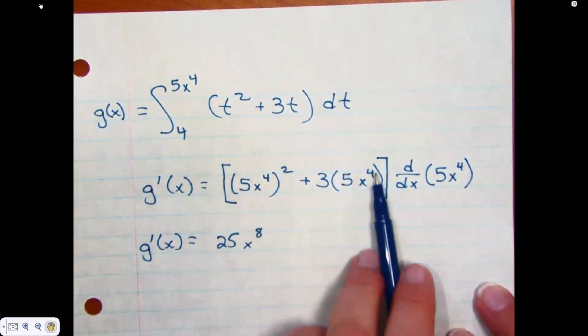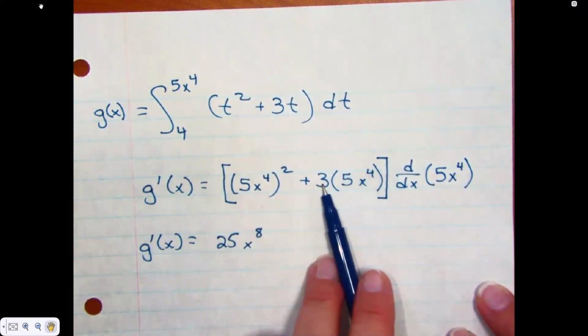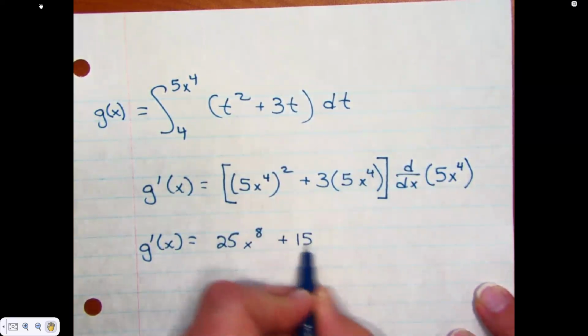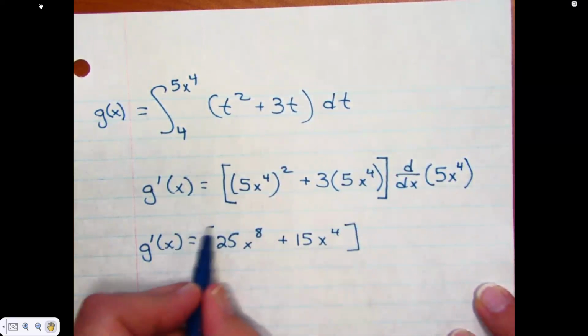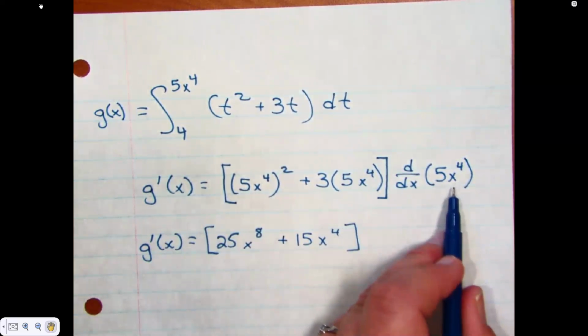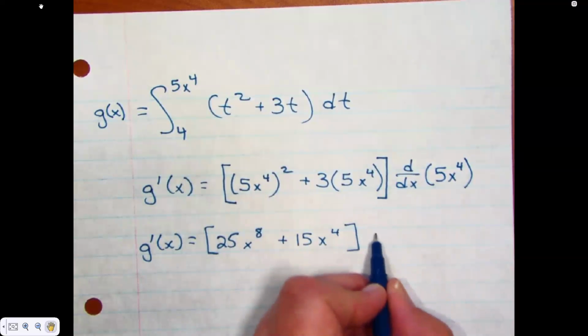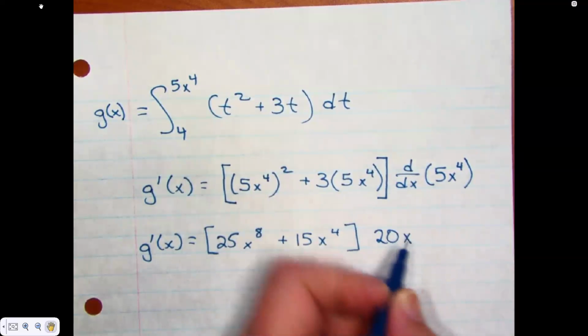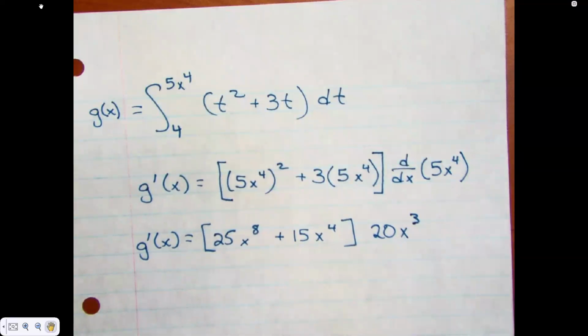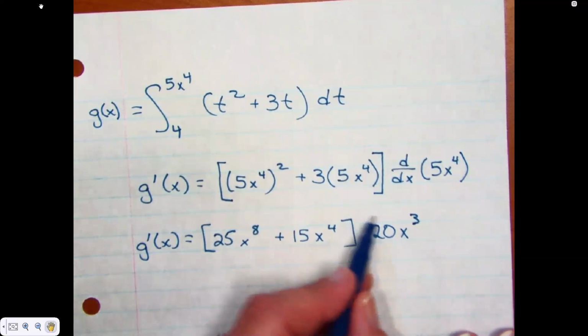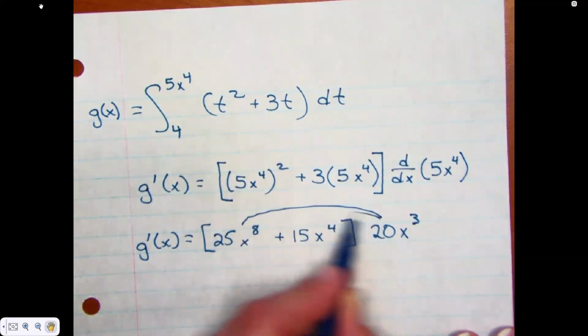All right, here I don't have any exponent, but I can multiply those guys. So plus 15x to the fourth. And then that whole thing times the derivative, which is 20x to the third, right? Roll it down, subtract 1. Remember, right now we're doing the derivative. You know, I would probably take that answer, but we can also distribute.